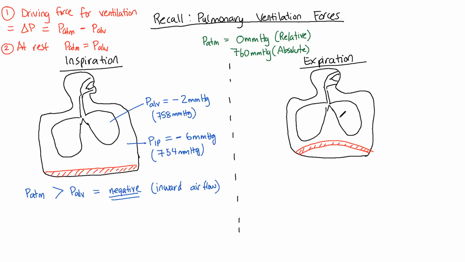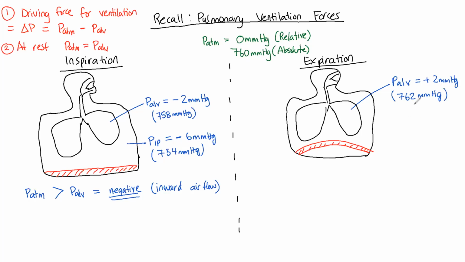Okay, let's look at expiration. So in expiration, we have higher pressures. Again, thinking about that 0 as our relative value, our intraalveolar pressure is now +2 millimeters of mercury. And in terms of the absolute value there, we're just going to add 2 to our absolute figure, so about 762 millimeters of mercury, if we're at sea level, that is.